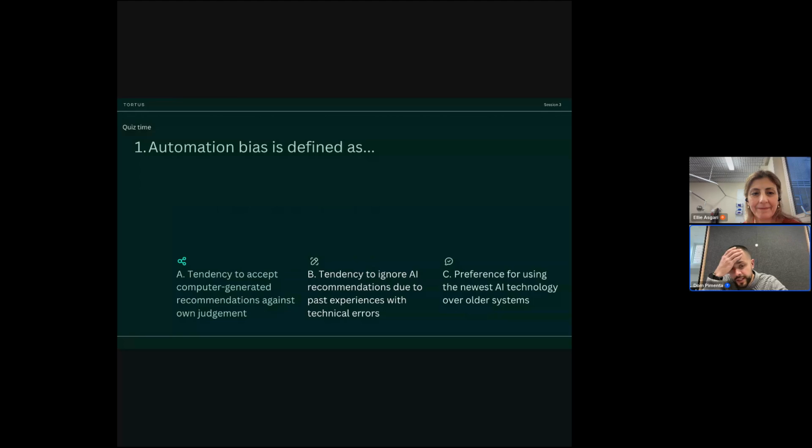So automation bias is defined as one of the following: a tendency to accept computer-generated recommendations against your own judgment, a tendency to ignore AI recommendations due to past experiences with technical errors, a preference for using the newest AI technology over older systems. So you can have a little vote. We've got a few votes in there now. If you manage to find the poll button, it's just on the bottom right. I've also heard this called reliance bias, and maybe in the future we'll have other categorizations of this type of human-computer interaction issues.